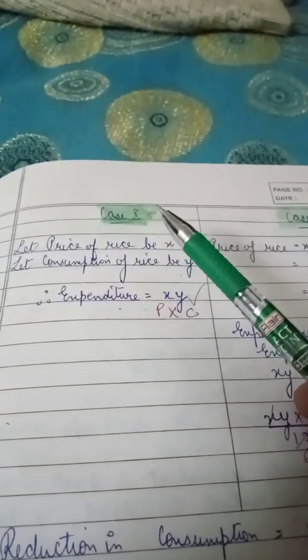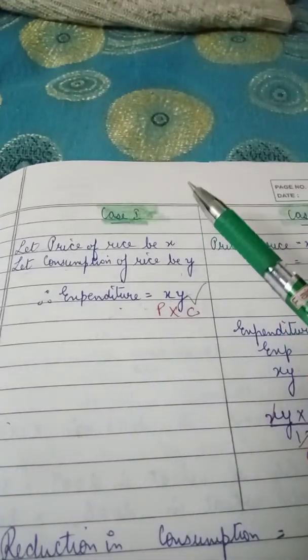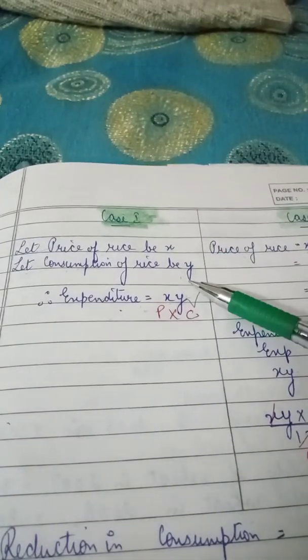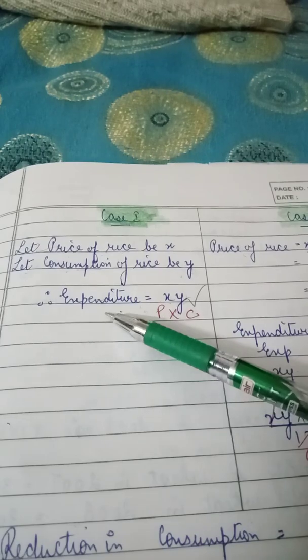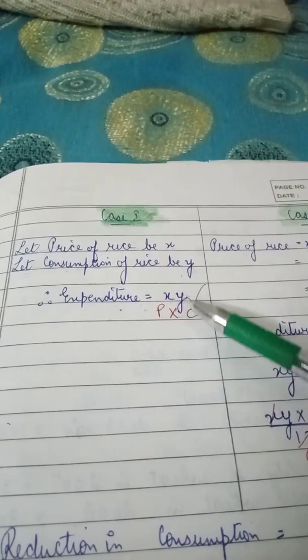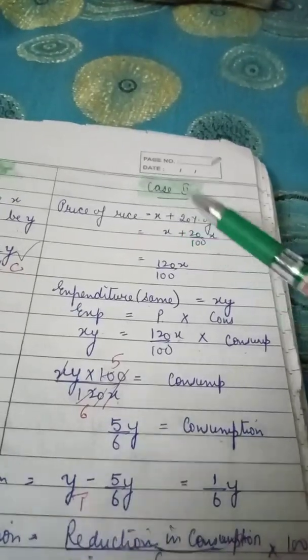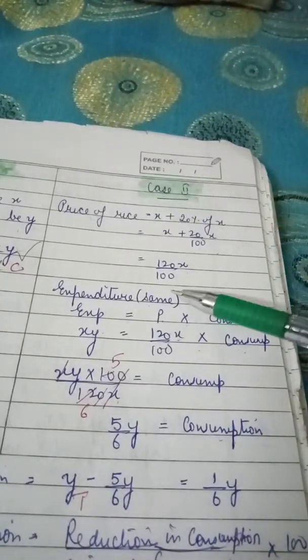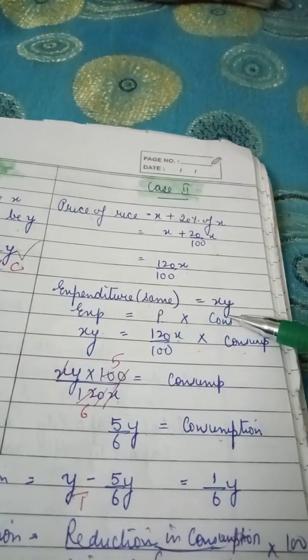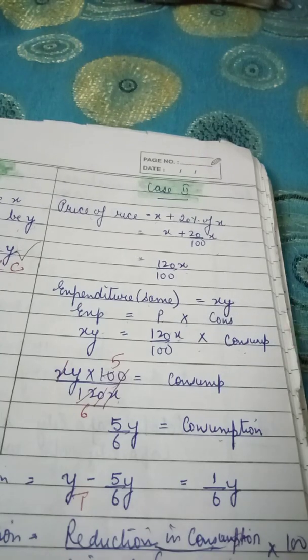So now what we are going to do, we have the price, we have the consumption, we have the expenditure. So price will be taken as x and consumption will be taken as y. And as expenditure is equal to price into consumption, it becomes xy. Now this is case number 1. Now in case number 2, they are saying that expenditure will remain same. So whatever is the expenditure of case 1, this will be same only.